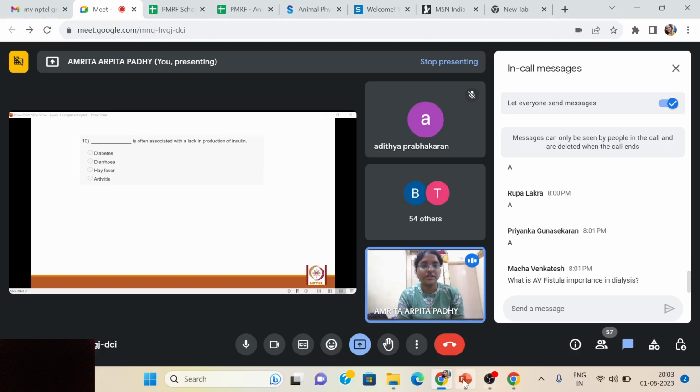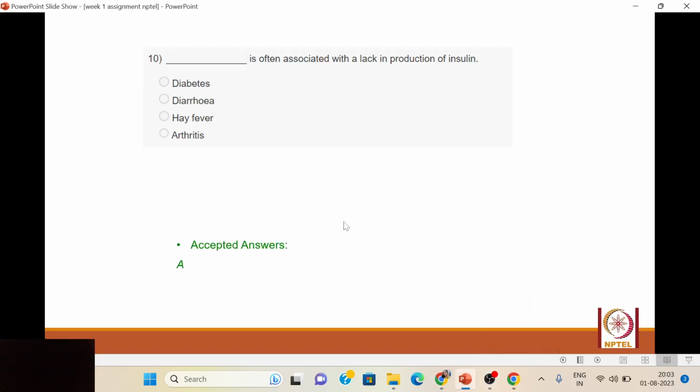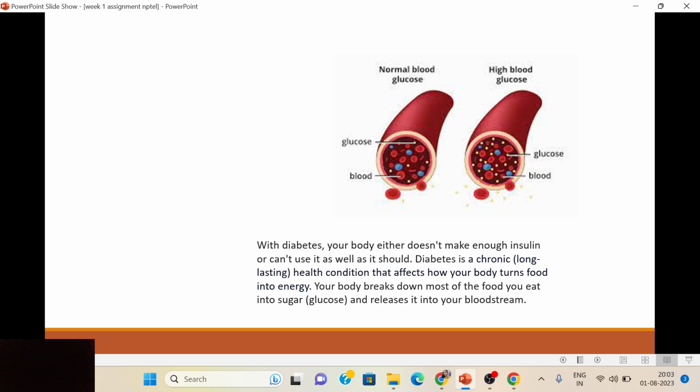Okay, so we'll discuss the last answer, which is obviously diabetes. Diabetes is a condition when there is a lack of production of insulin, due to which the blood glucose levels are not regulated in our body. You can see here the glucose levels under normal blood glucose, and when there are high blood glucose levels, you can see these yellow granules of glucose here.